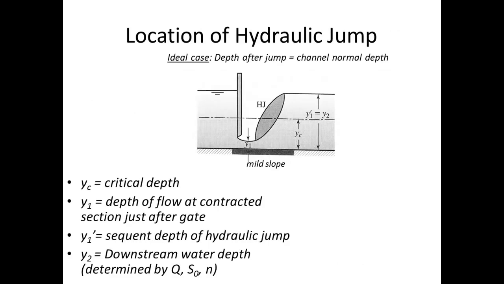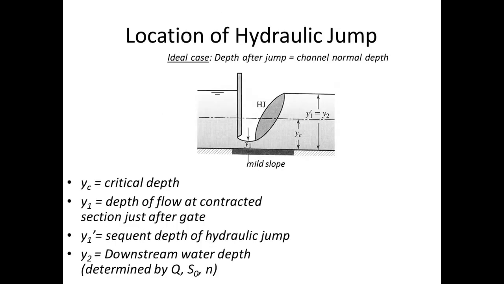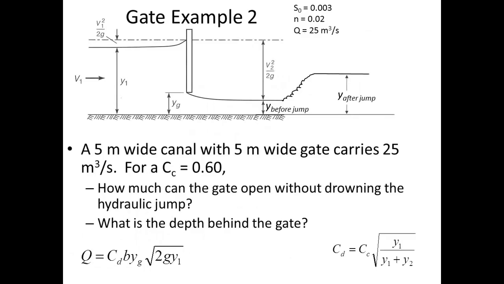So here's the illustration of the ideal case, and it's just showing that as soon as the water finishes contracting, it jumps. The jump occurs. And if we close the gate more, that's going to push the jump further to the right. And if we open the gate more, that's going to cause the jump to run into the gate, and then the jump will be drowned.